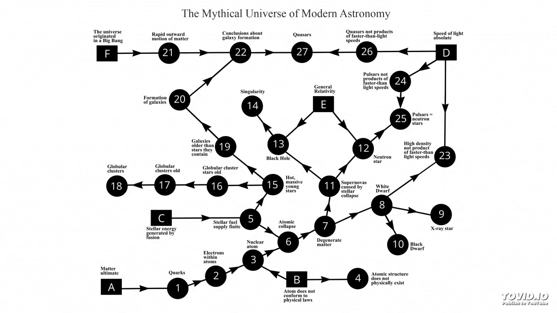And some theorists are not even willing to stop there. They contend that that contraction under the influence of gravity goes on and on until there's nothing left of the whole star but a single point, a singularity in scientific jargon. That's conclusion 14.